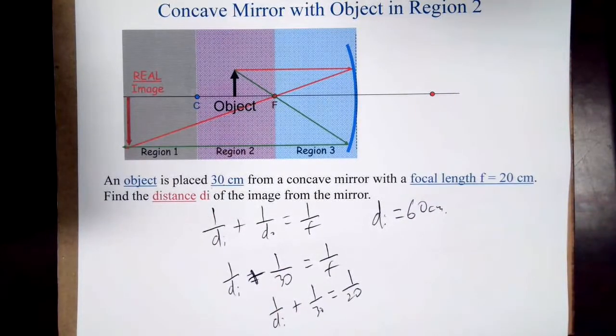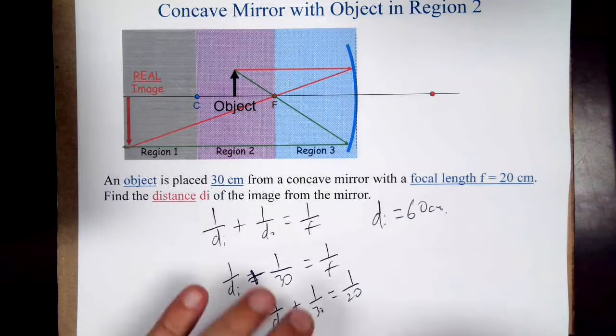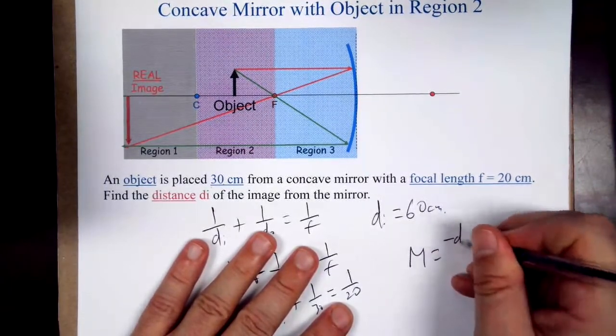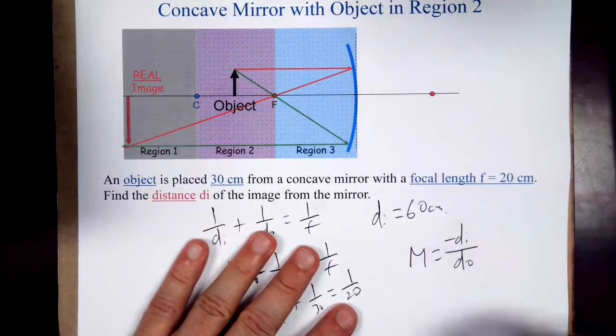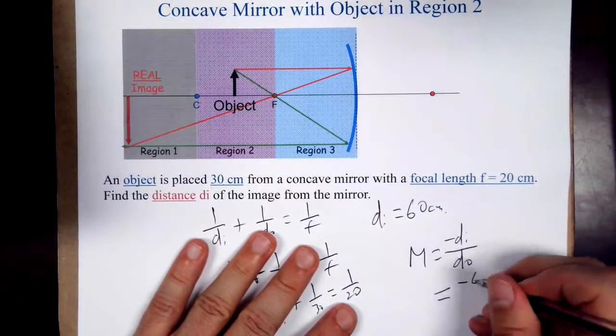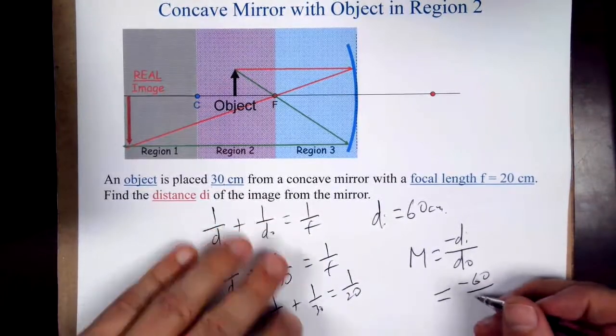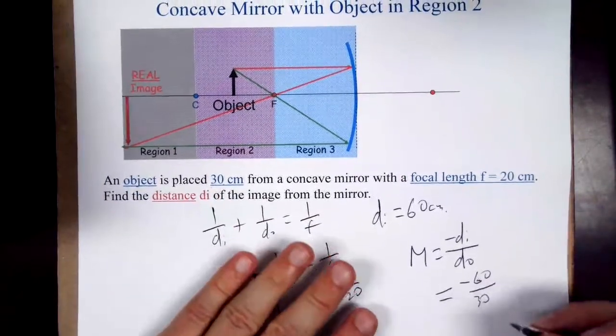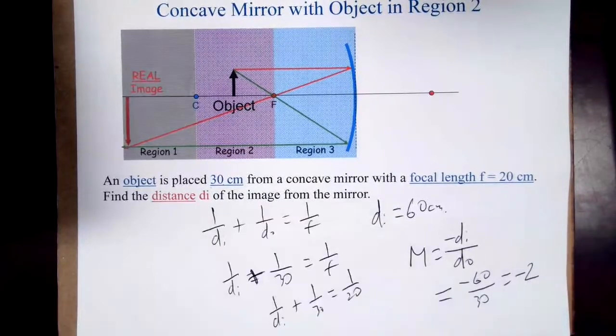You can probably use your calculator for this one. 1 divided by 20 minus 1 divided by 30 is equal to 1 divided by the distance to the image. Then we might want to find the magnification. This is negative di divided by do. The distance to the image is 60, and the distance to the object is 30, so our magnification is negative 2. This checks out when we look at our ray trace here. It's inverted, so it's negative, and it's also larger than the object, so the magnification should have a magnitude greater than 1.